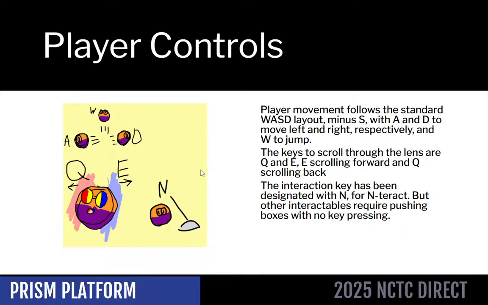Prism Platform follows the standard WASD control with A and D to move and W to jump. Q and E allow the player to scroll through the lens colors, E picking the next lens, and Q allowing the player to pick the previous lens. To interact with the world, the player can use the N key. The best way to remember this is to remember N for interact.